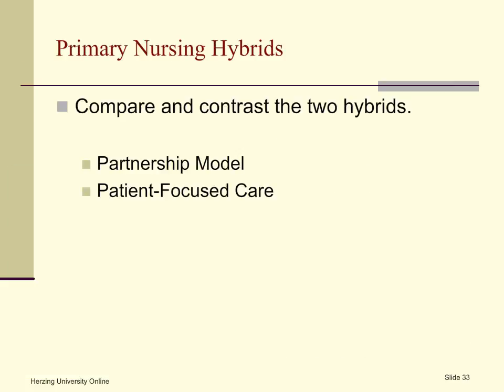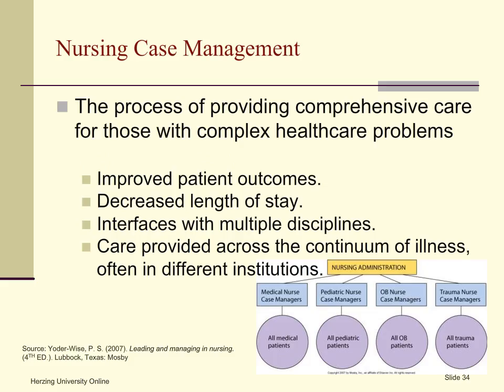There are two primary hybrid delivery models of care. They are the partnership model and patient-focused care. Nursing case management can be defined as the process of providing comprehensive care for those with complex health care problems. It results in improving outcomes, decreasing length of stay, interface with multiple disciplines, and care provided across the continuum.